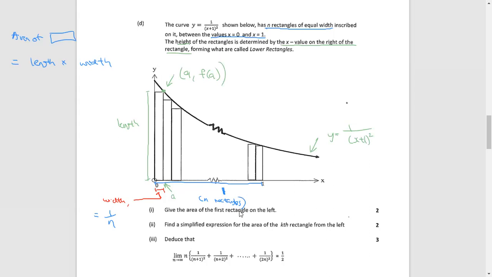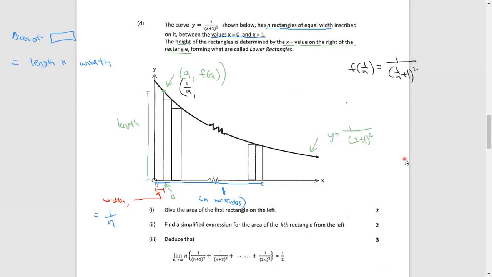But I guess we already did figure that out because we said that the width is 1 over n. So if this is 0 and this width is 1 over n, then you're 1 over n across. And this is another 1 over n across, and this is another 1 over n across, and so on. So it would seem to make sense that a must equal 1 over n. And f of a is just subbing 1 over n in here. So f of 1 over n would be 1 over n plus 1, all squared.